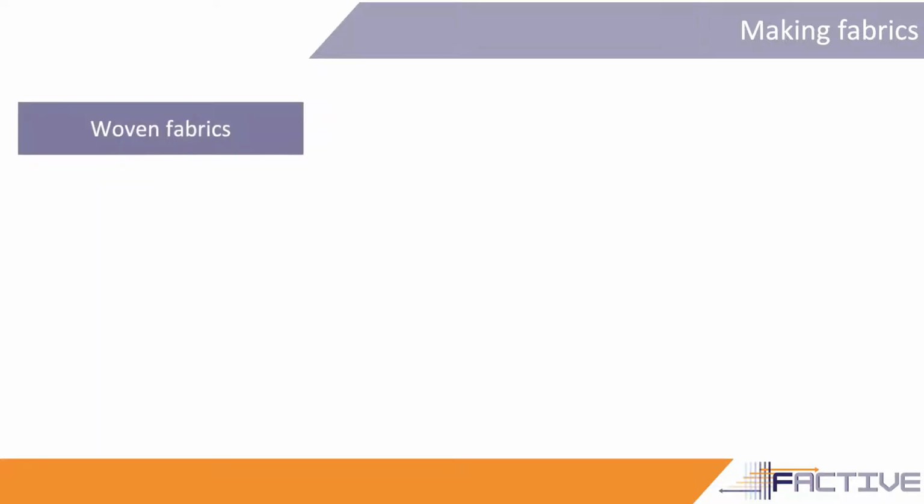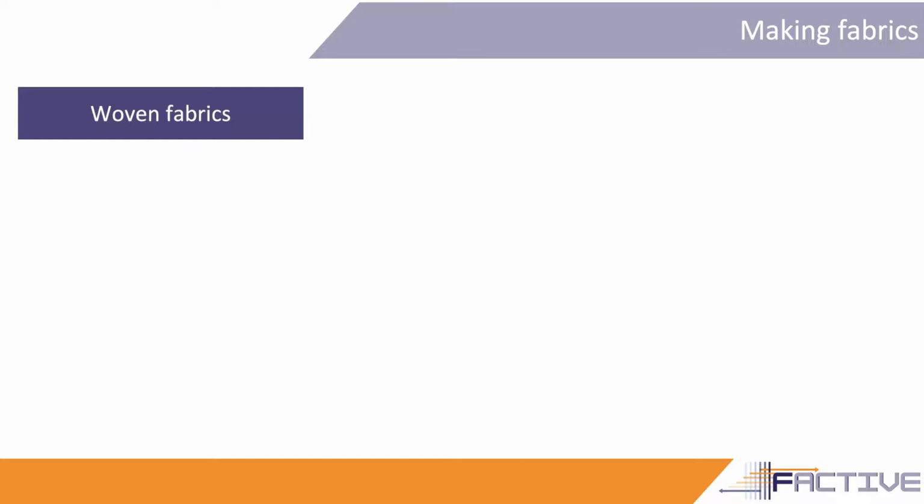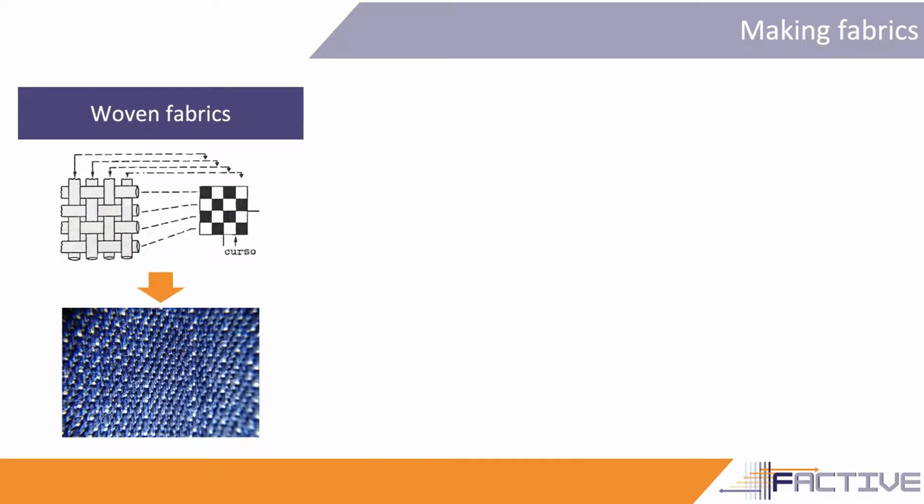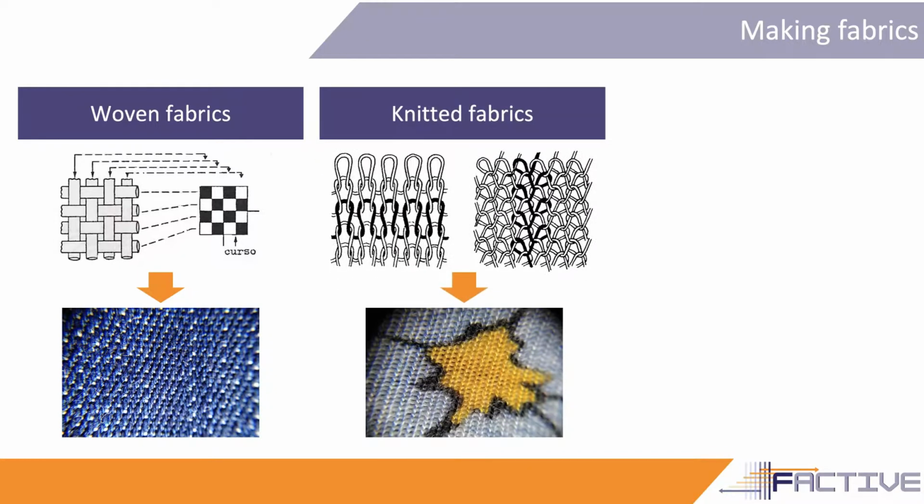Once the yarns are prepared, they must be interlaced in order to obtain a fabric. This can be done by using two main technologies. Weaving. This process uses a loom to interlace two sets of threads at right angles to each other, called warp and weft. Knitting. This process interlinks, or knots, a series of loops made by one continuous thread.